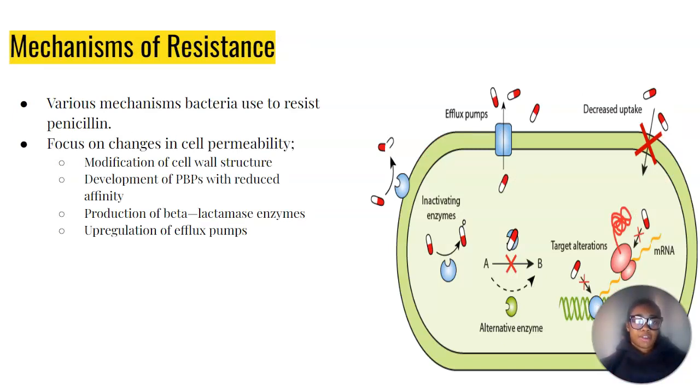We're going to examine the diverse mechanisms bacteria employ to resist the effects of antibiotics. Antibiotic resistance is a complex phenomenon driven by genetic changes in bacterial populations. One common mechanism involves alterations in cell permeability, which hinder the entry of antibiotics into bacterial cells. Bacteria may modify their cell wall structure, decrease the expression of porins, or upregulate efflux pumps to expel antibiotics from the cells.